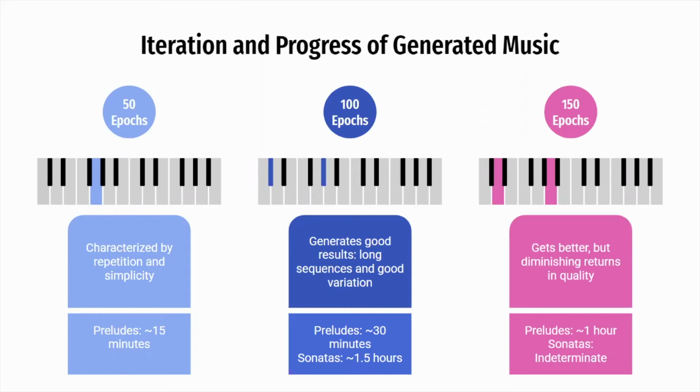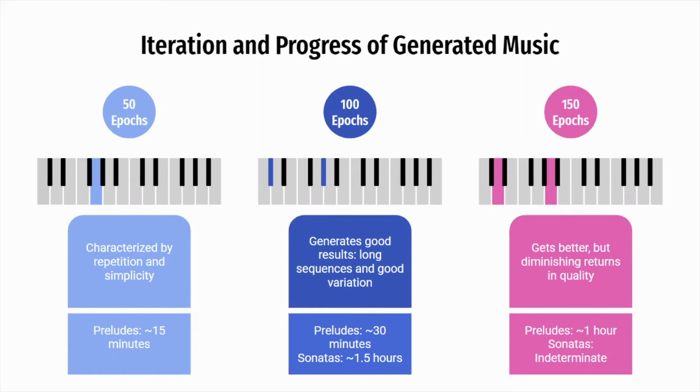A lot of the time it would even get stuck on repeating the same note over and over until the end of the song. So we decided to bump it up to 100 epochs. And at that point, we started to get really good results. There are some very long sequences and some good variation and some complex chords going on. And the training time was quite reasonable. For preludes, it was about 30 minutes, and sonatas was about 1.5 hours.